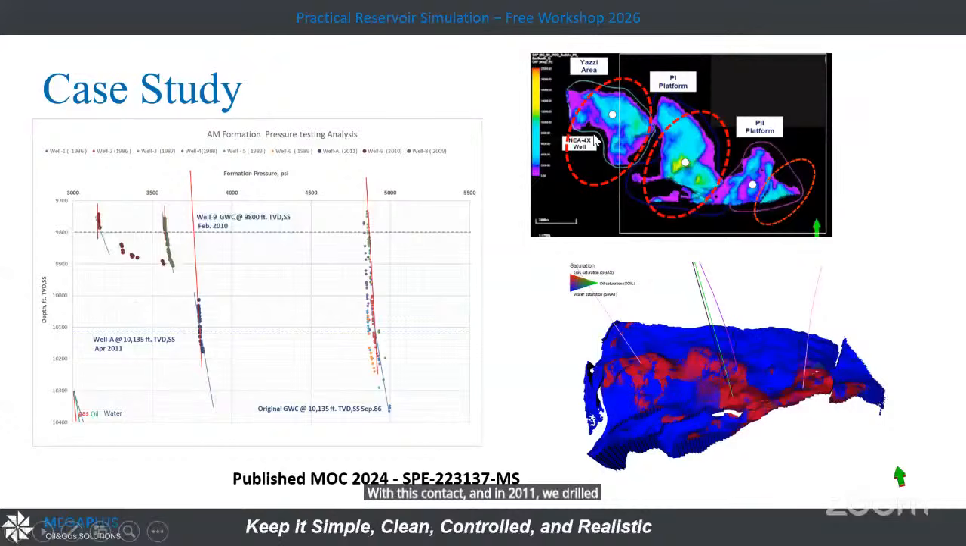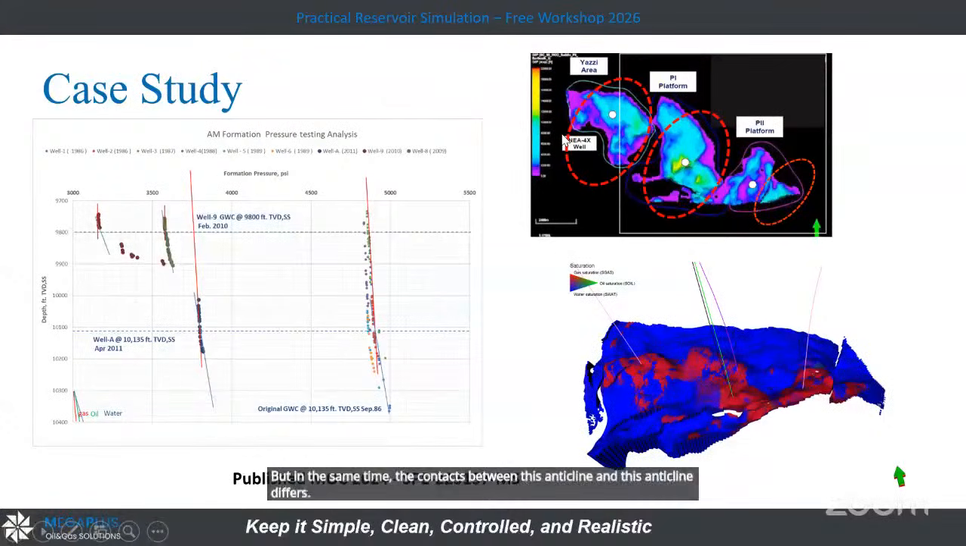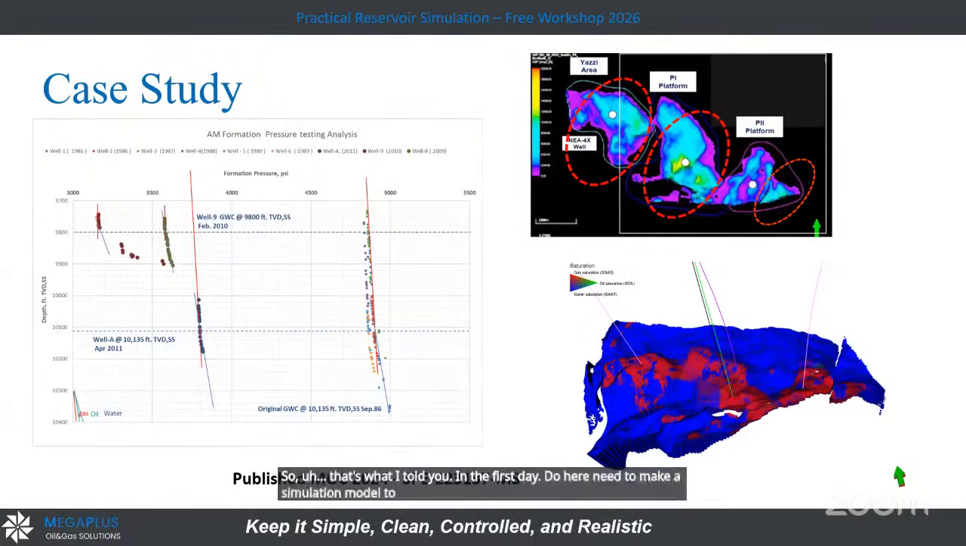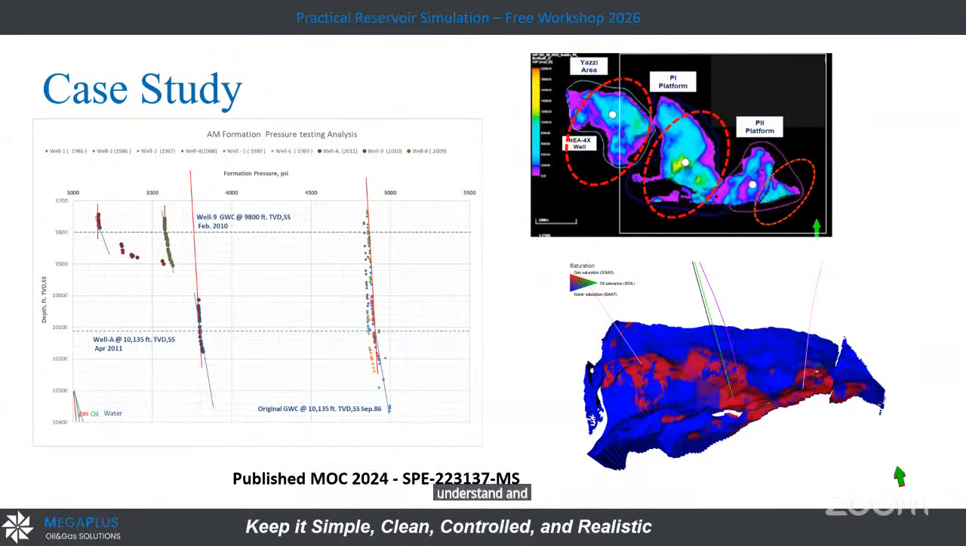So here we have a problem: we have two reservoirs that are communicating with each other, but at the same time the contacts between this anticline and this anticline differ. So that's what I told you on the first day. Do we need to make a simulation model to understand and predict the infill wells and how we can deal with the reservoir? The answer is yes.